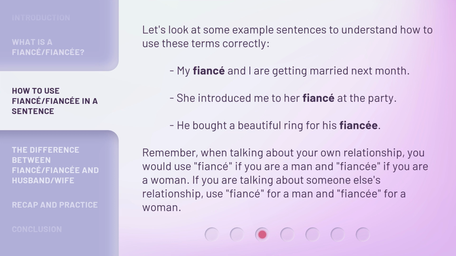Let's look at some example sentences to understand how to use these terms correctly. My fiancé and I are getting married next month. She introduced me to her fiancé at the party. He bought a beautiful ring for his fiancée. Remember, when talking about your own relationship, you would use fiancé if you are a man and fiancée if you are a woman. If you are talking about someone else's relationship, use fiancé for a man and fiancée for a woman.